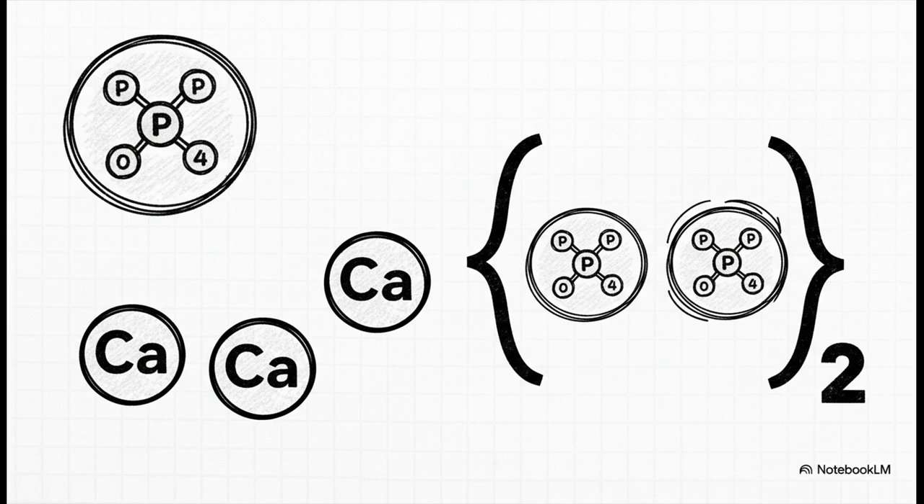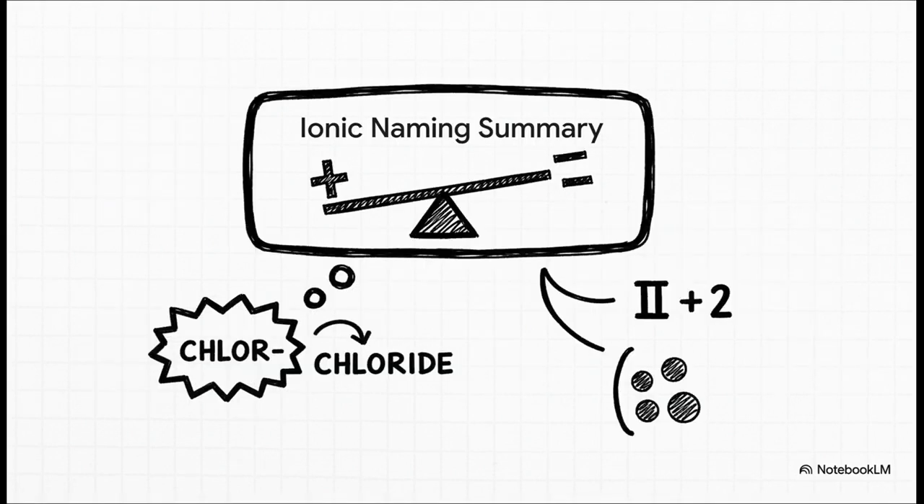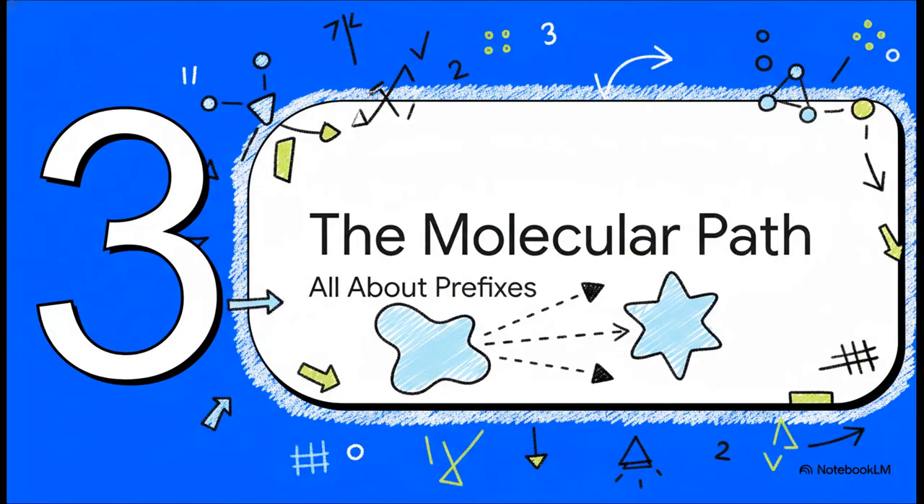It's like putting a fence around them to keep the group together. So let's do a super quick recap of the ionic path. It is all about making the total charge 0. Remember, the nonmetal's name gets an "-ide" ending. And you just got to use Roman numerals and parentheses for those special cases. Got it? Awesome. Now let's back up and check out that other path.